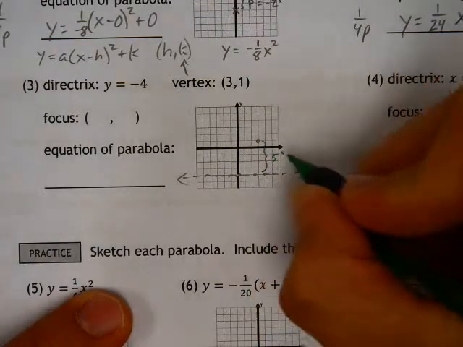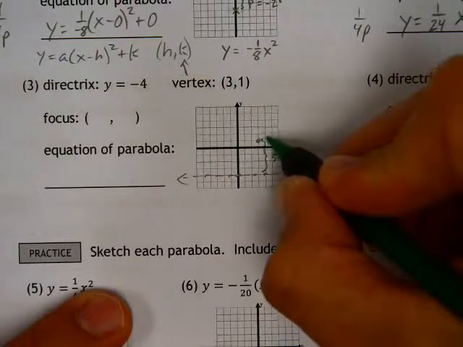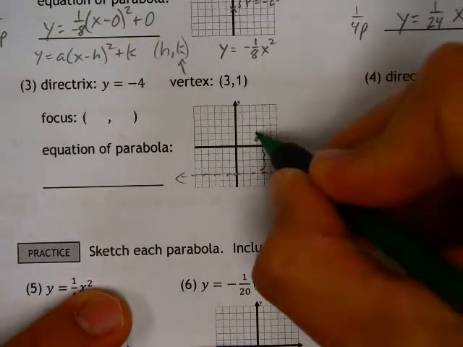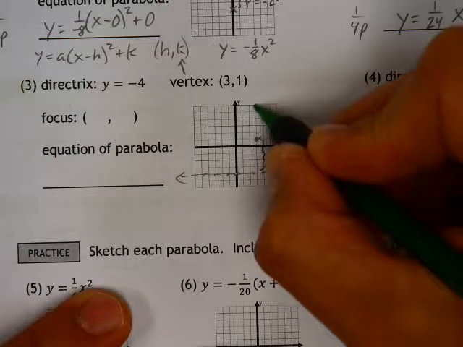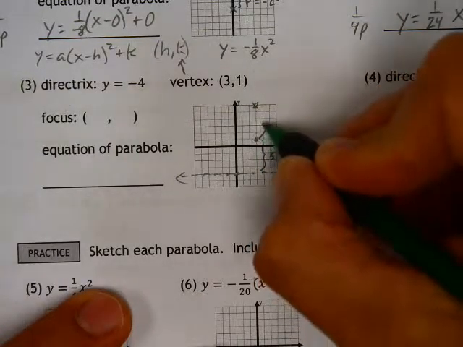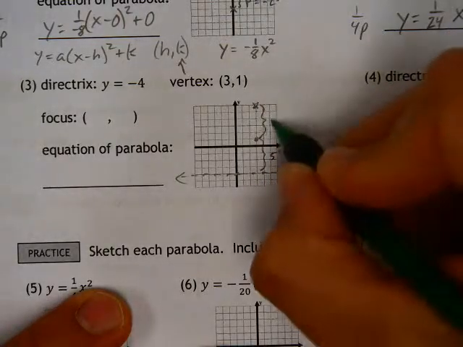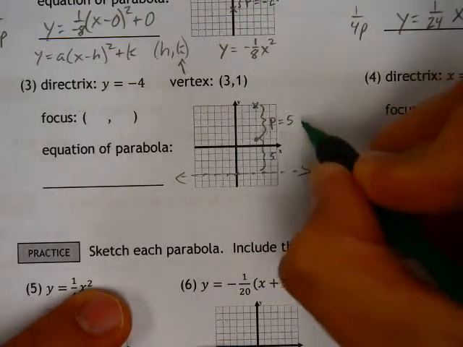So if that distance is 5, that same distance has to be true to go up to our focus. 1, 2, 3, 4, 5 is right, oops, sorry, it's right there. I'm going to put an X to signify the X. Our p is equal to 5, okay?